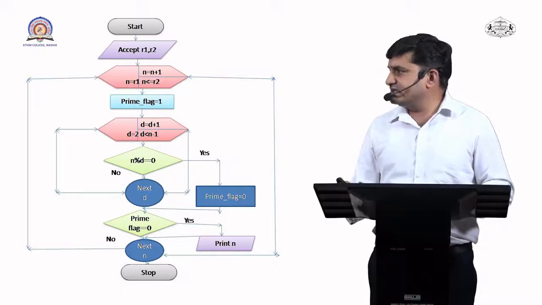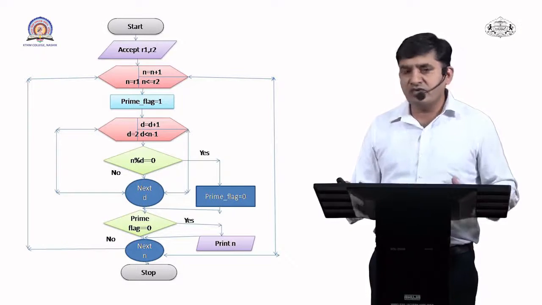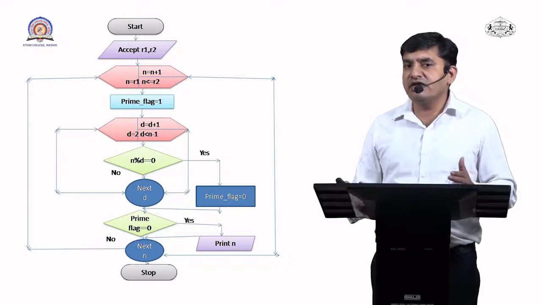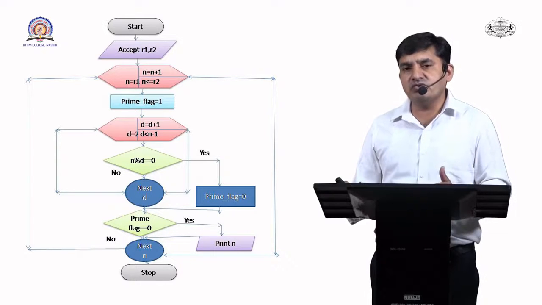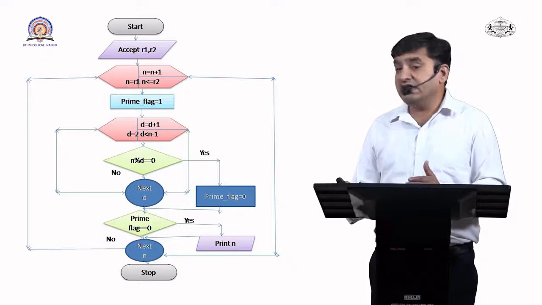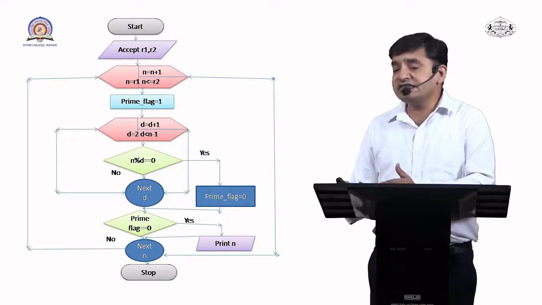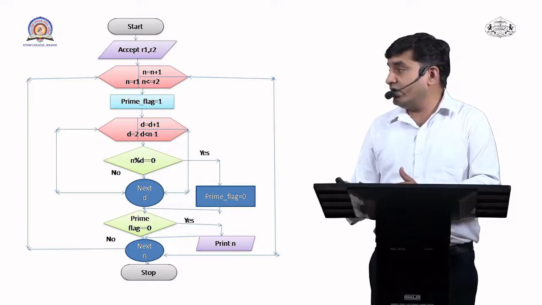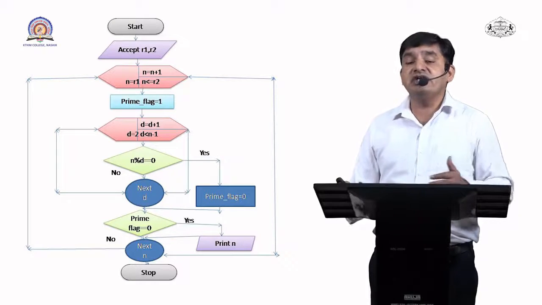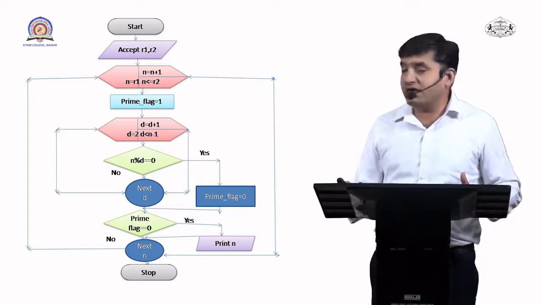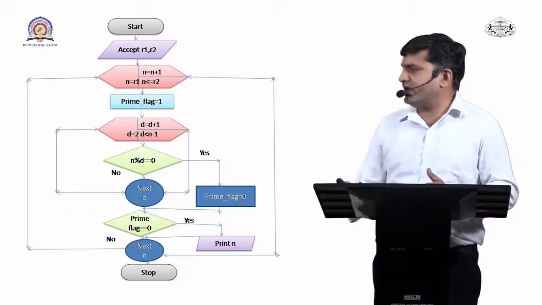Prime flag is considered as 1. Now d is equal to 2. D is incremented by 1, so d is equal to d plus 1, and d is incremented by 1 up to d less than or equal to n minus 1, or simply n.